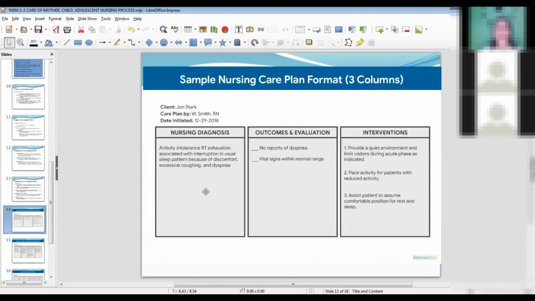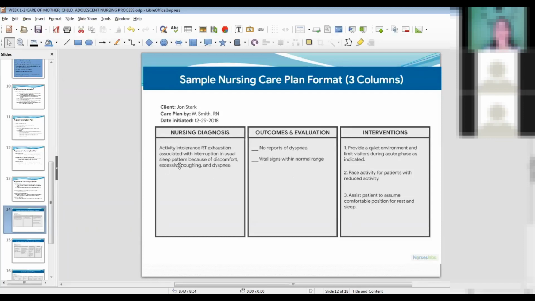So this is the 3 columns format for nursing care plans. So we have the nursing diagnosis. Okay, we discussed this already. You can use the NANDA or other tool with list of nursing diagnosis. And then we have the outcomes and evaluation. So the problem here is activity intolerance.